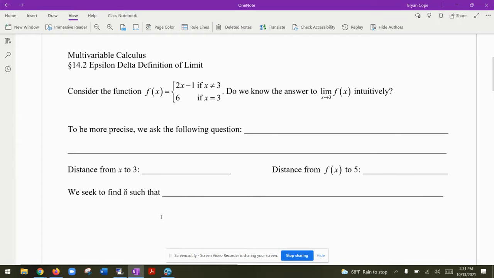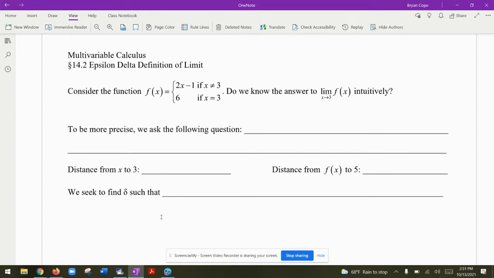So we've got a function that's defined as the line 2x minus 1 when x is not equal to 3, and then it's defined as 6 when x is equal to 3. So there's going to be a little jump there, right? There'll be a hole that will jump up to 6, because if we were to sub in 3, we'd get 2 times 3, which is 6, minus 1 is 5, okay?